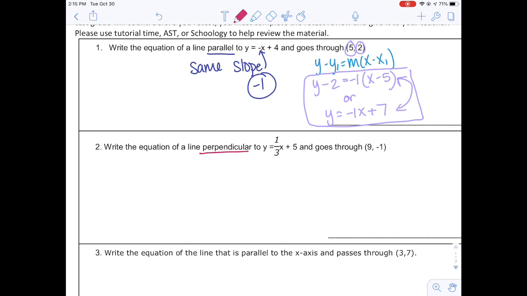Problem 2, they want a line perpendicular. So perpendicular means the opposite slope. So we take 3 1/3 and flip it to 3 over 1, which is just 3. We take a positive and we turn it into a negative. So we flip the fraction and change the sign.